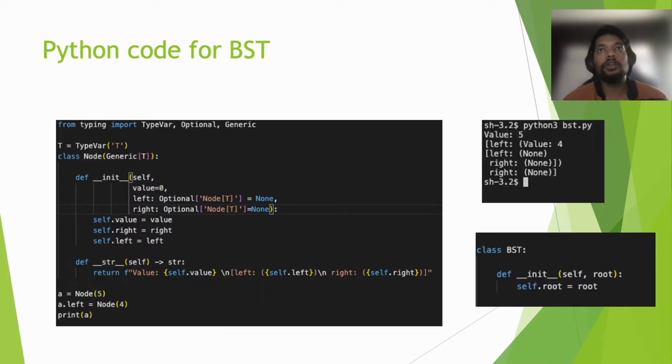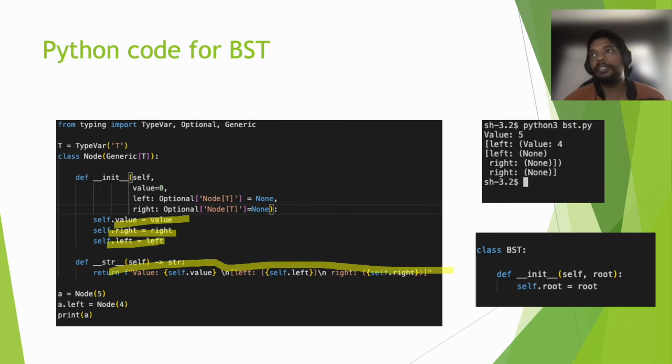So this is the Python code I have written for the binary search tree, or specifically the node, where the node has three values: one value, and the right child and the left child. The string representation is given here, and you can see it. A is node 5 and A's left is node 4, and print A. This is the output. And this is the representation of a binary search tree, where we have a root. Root is a node.